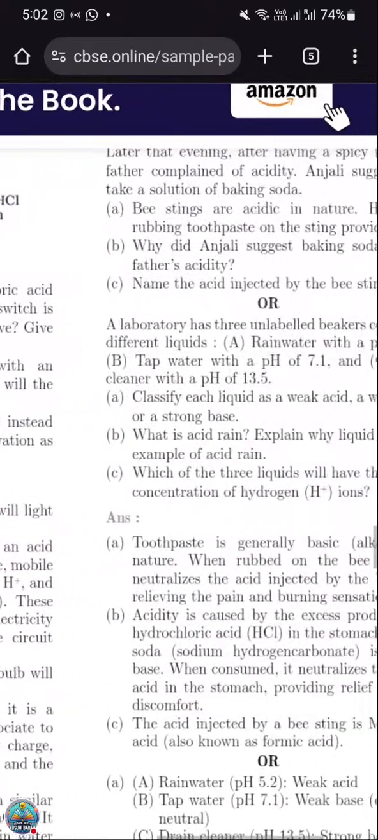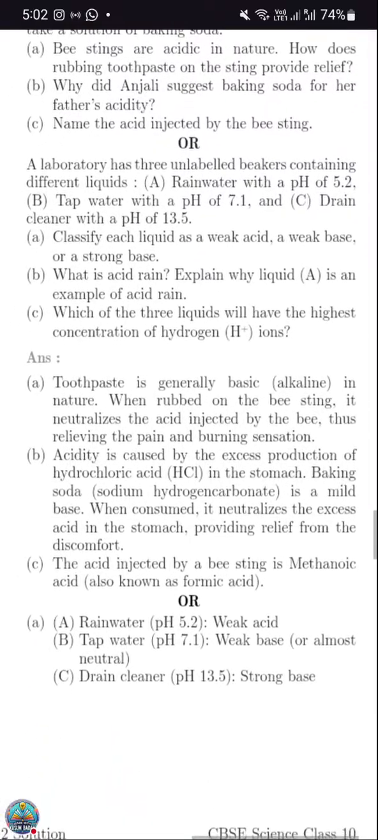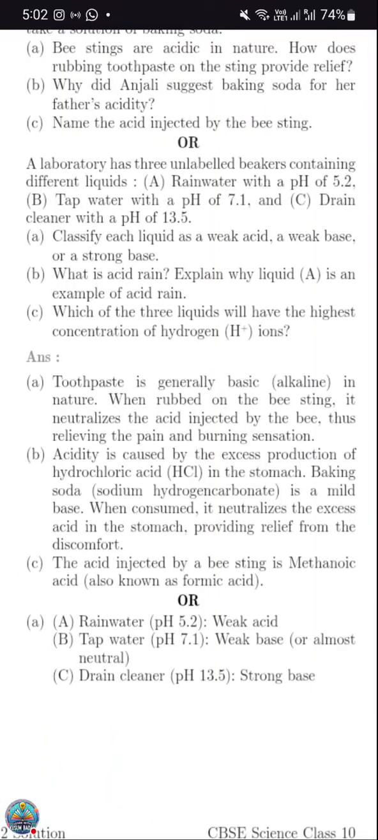There are questions related to this. Okay, here is the question given. A laboratory has 3 unlabeled beakers containing different liquids. So here 3 beakers are there. In one, rainwater is there with pH 5.2. In one, tap water is there. And in another, you need not learn that pH value, it is already given in the question. Classify each liquid as weak acid, weak base and strong base. So here, weak acid 5.2, weak base 7.2, strong base is 13.5.